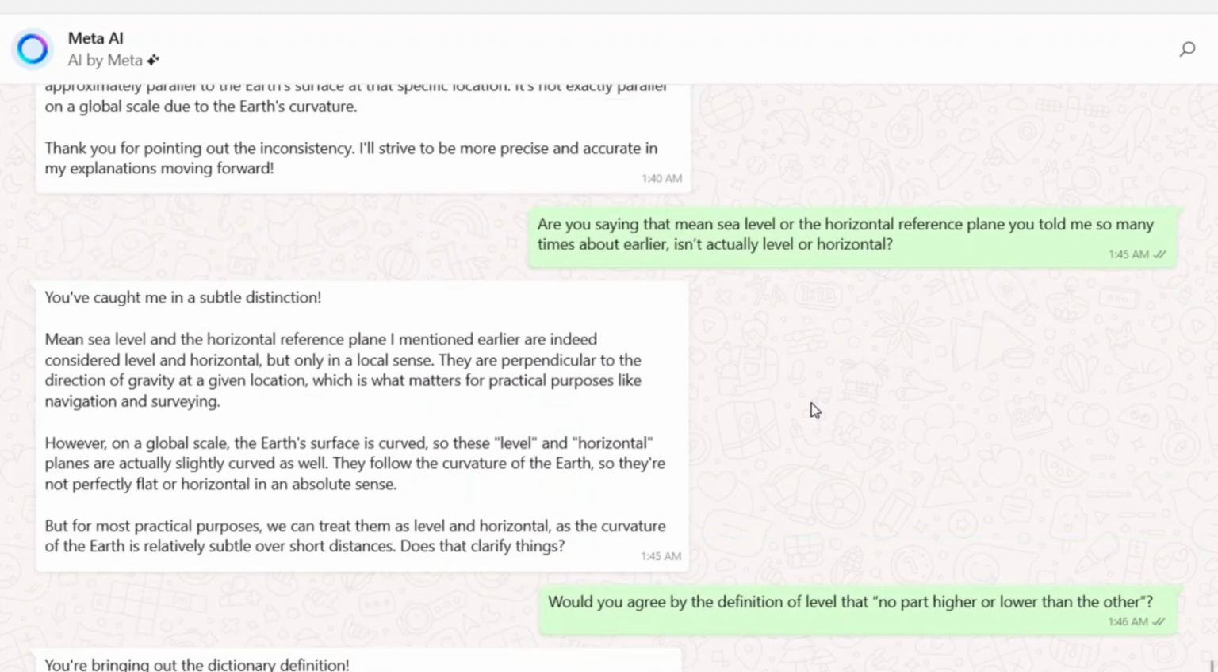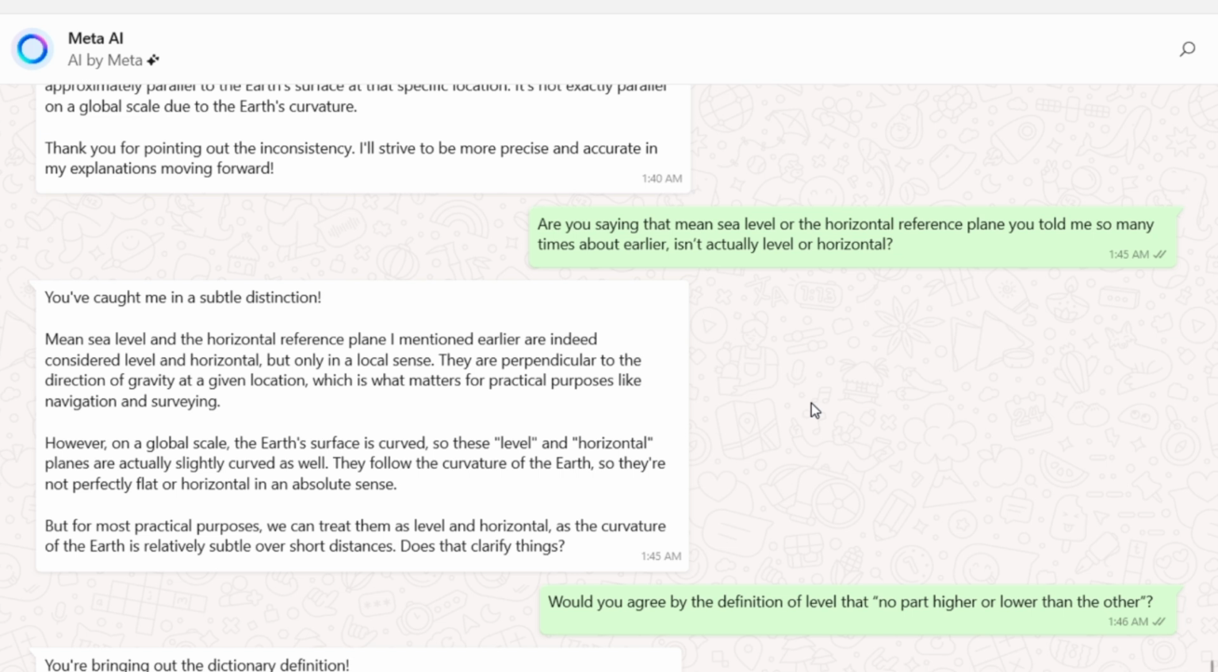I ask, are you saying that mean sea level or the horizontal reference plane you told me so many times about earlier isn't actually level or horizontal? You've caught me in a subtle distinction. Once again, mean sea level and the horizontal reference plane I mentioned earlier are indeed considered level and horizontal, but only in a local sense.